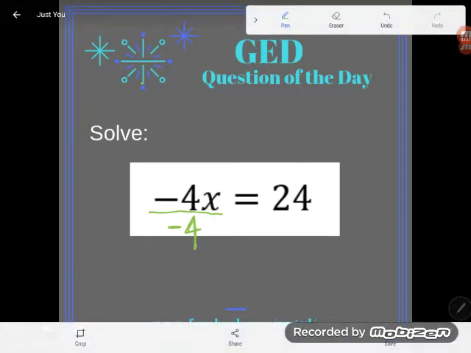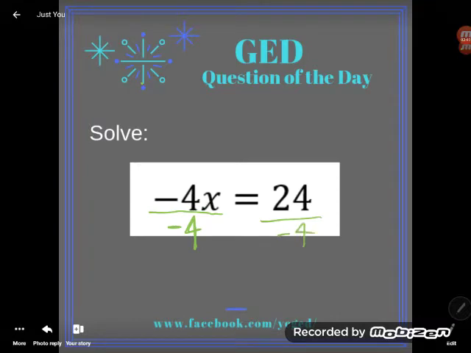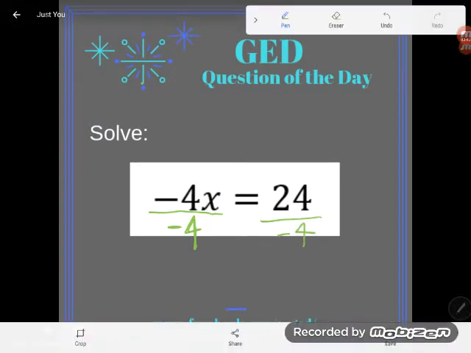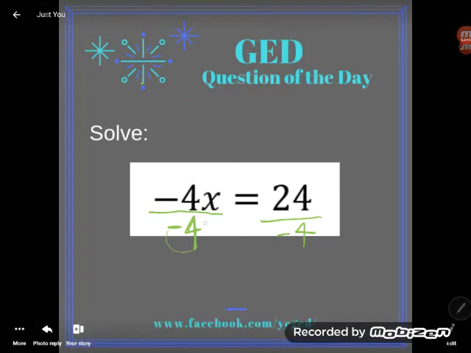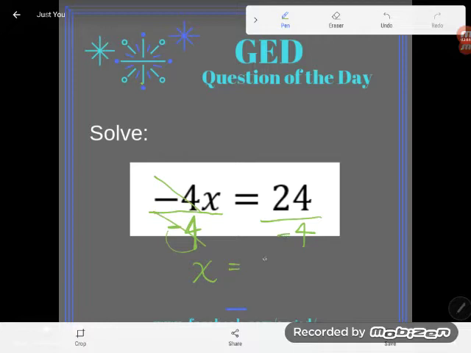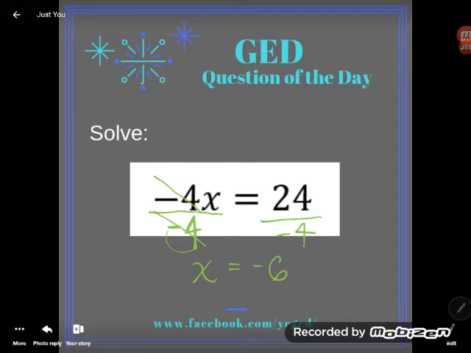Great. Now the rule of solving is you can do whatever you want as long as you do it to both sides. And now my math really will work. Let's talk about why. Well, multiplying by -4 and dividing by -4 are opposites, so they'll cancel. My x really will be alone, unlike in the last problem, and 24 divided by -4 is -6.